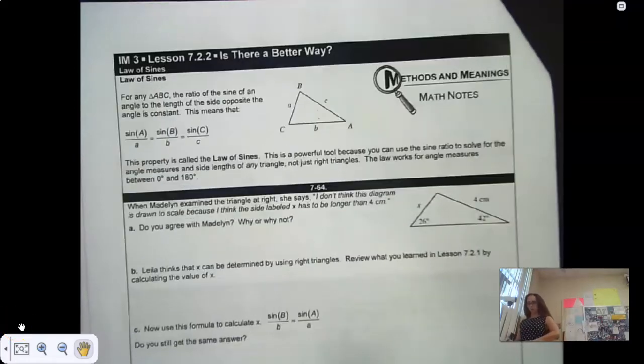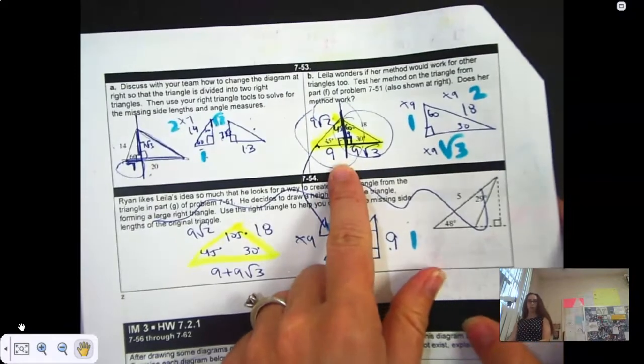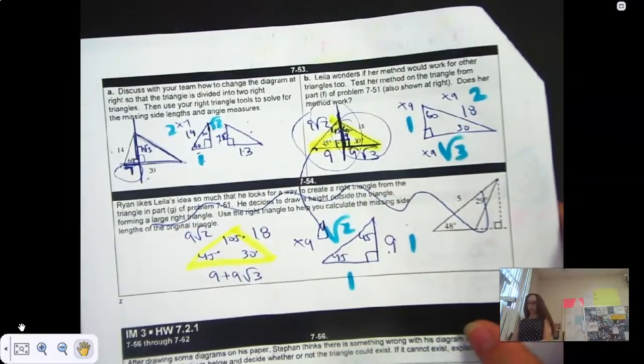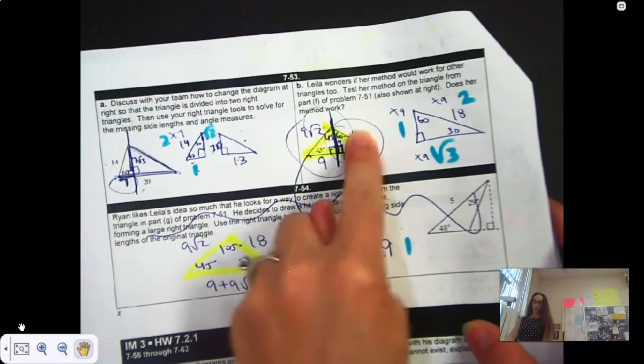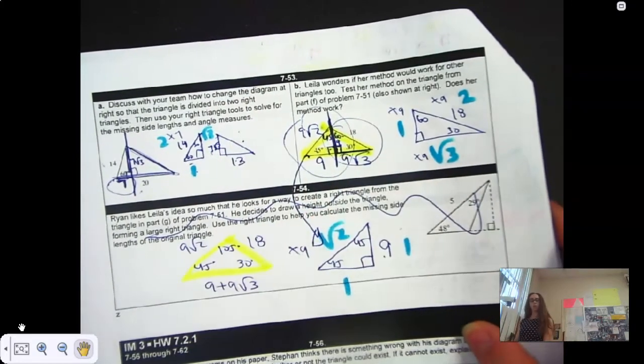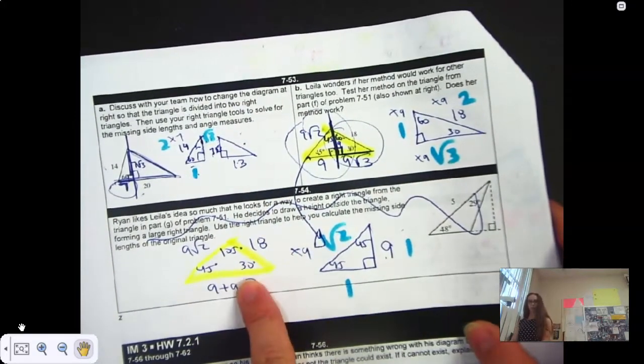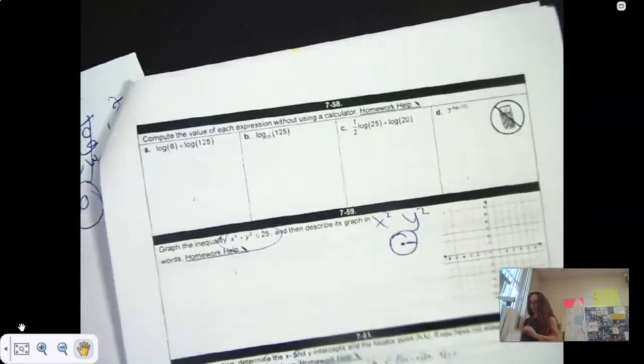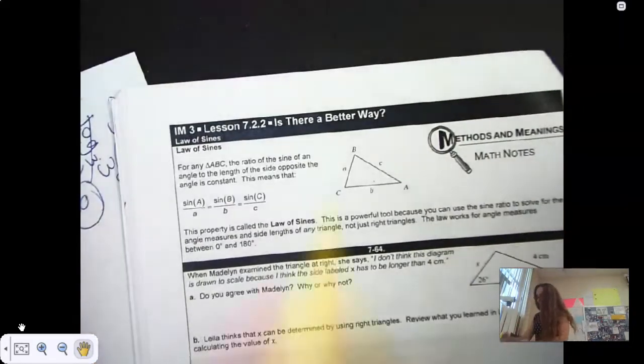So remember on the previous page, if it wasn't a right triangle, I made it into two right triangles, filled in everything here, filled in everything here, used sine, cosine, and tan to do it, and then gave the final answer. And they're saying, there's got to be a better way. There is a better way.